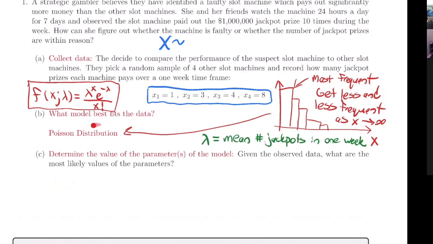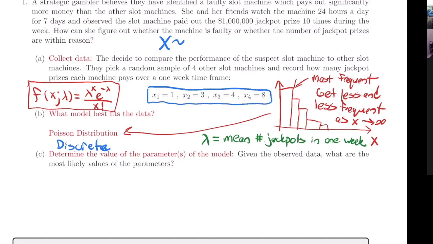So kind of the first step would be to think about what model fits the data, and that might depend on your practical understanding of models and what this data set looks like. For this example, using a Poisson distribution probably makes sense for a number of reasons. First, this is a discrete random variable, right? Because we're counting things as opposed to measuring things. So we're counting how many jackpots were paid out in a week.